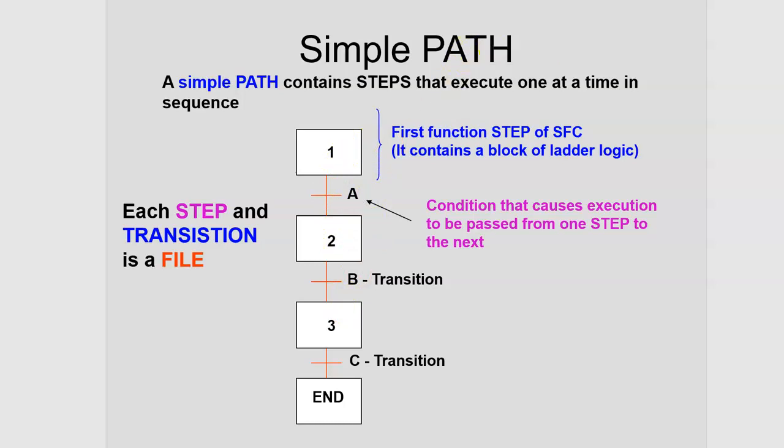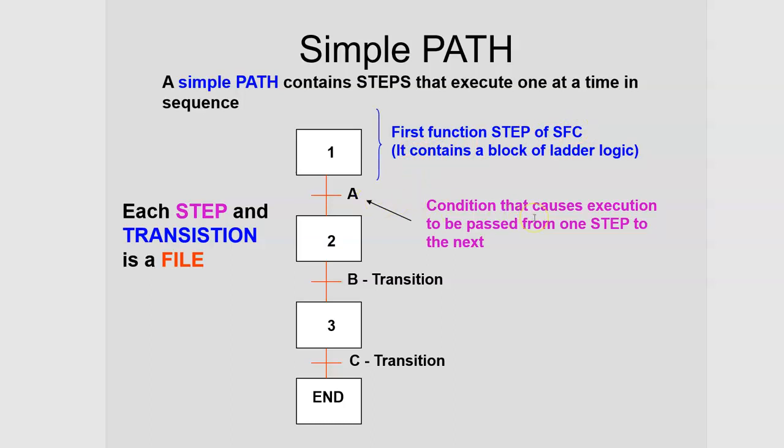So you can kind of see what we're doing now. We're taking those basic symbols and we're making more and more complicated structures. We'll call them structures. So each step in transition is a file. First step of sequential function chart programming, this SFC is using a different terminology from Allen Bradley.